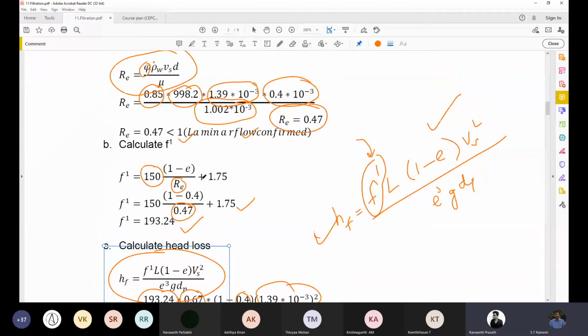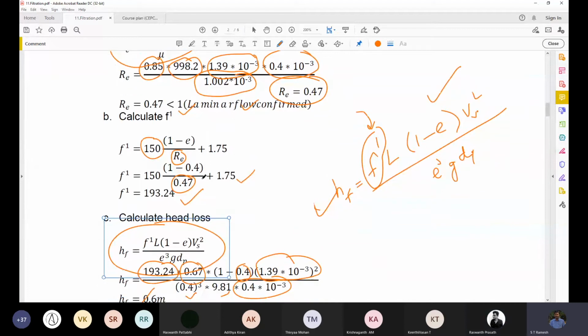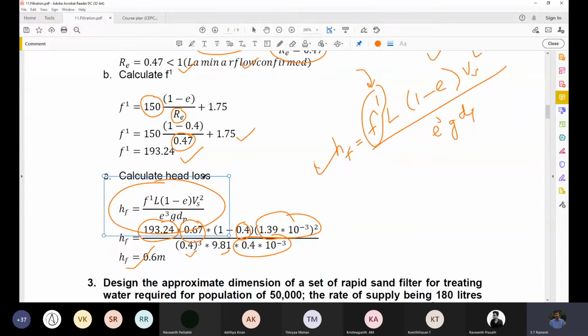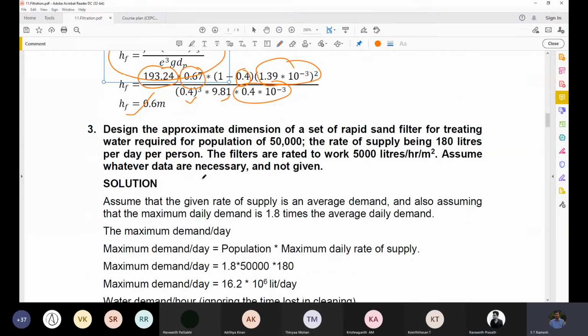So these are direct substitutions, but the only thing is you have to be cautious about individual calculations and the units you are substituting in the equation. Now the third problem. The third problem is also not very challenging.